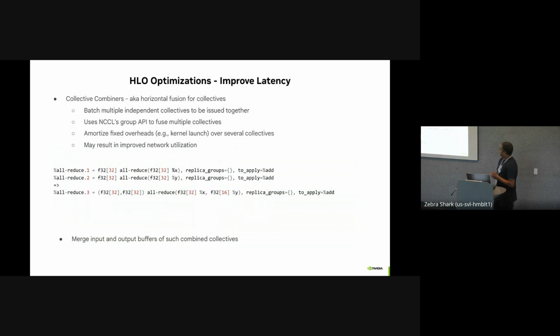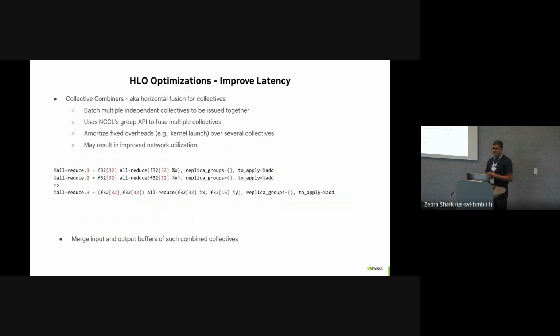The second category of optimizations is to improve latency. As I said, collectives are generally high latency operations, and whatever we can do to reduce the latency should be helpful. One HLO level optimization here is the collective combiner, which is essentially horizontal fusion for collectives. If you have a bunch of independent collectives and you execute them natively using NCCL, NCCL is going to launch a kernel for each of these collectives, and you have to pay the kernel launch overhead for each of the collectives separately.